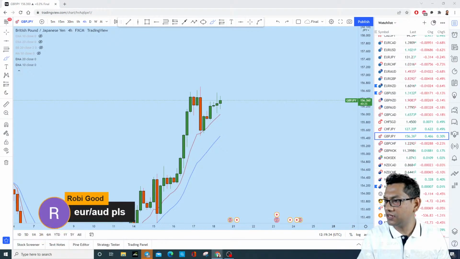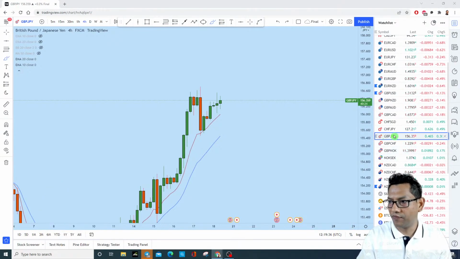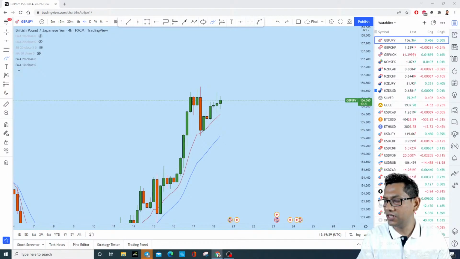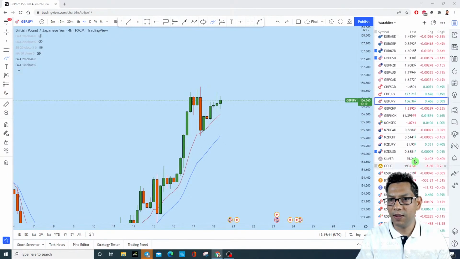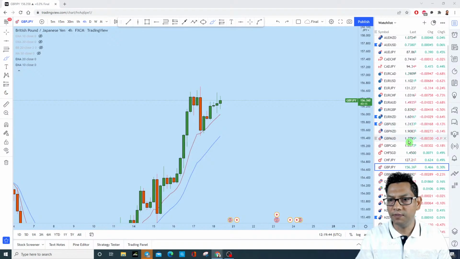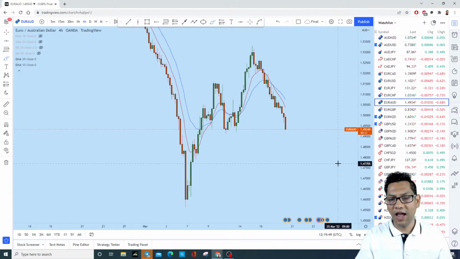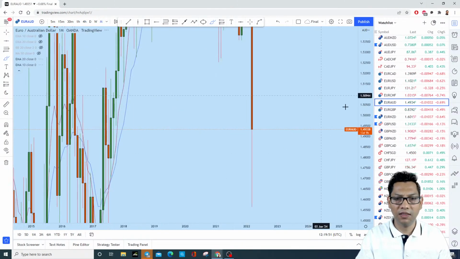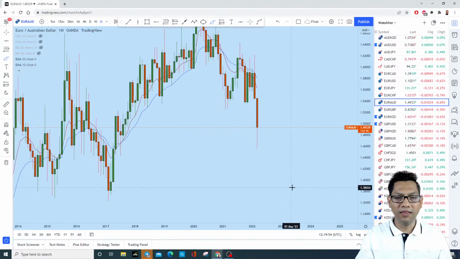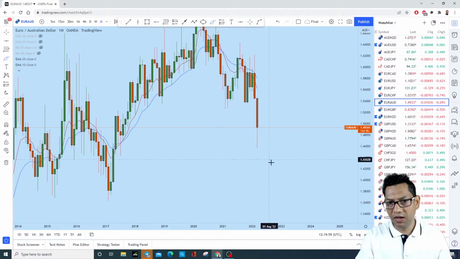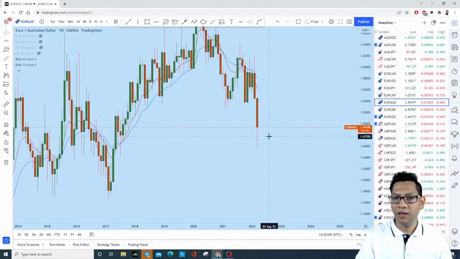Rabi Good asked for Euro AUD, and after this Euro AUD we will wrap up our session. So let's see what is happening with Euro AUD. Okay, it's highly bearish. Let's see monthly. On the monthly, you see this Euro AUD: first of all, there was a big move down, and we see a significant retracement up, and then it's in the middle, right? We don't know what will happen in the next 2 weeks.